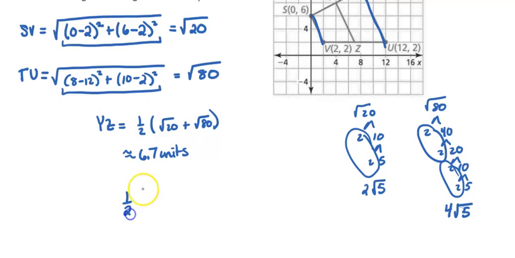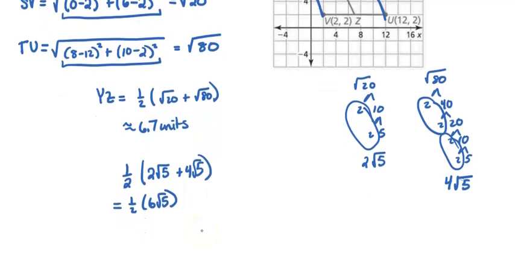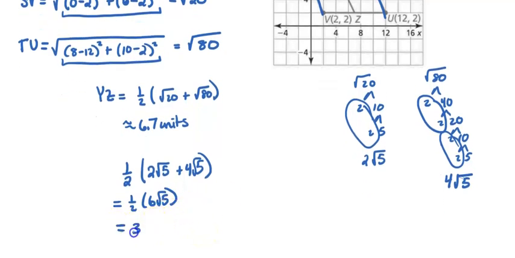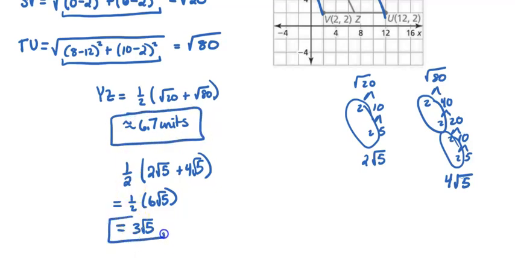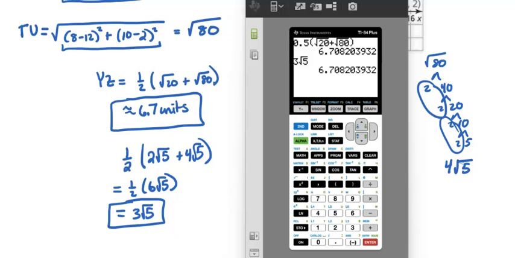So if I wanted an exact answer, I would have 2 square root 5 plus 4 square root 5, which is 6 square root 5. And then half of that, you take half times the 6, and you get 3 square root 5. So it just depends on if they ask you for an approximate answer, but if they ask you for an exact answer, you're going to have to use simplifying radicals to finish that. As you can see right here, 6.7 is the same as 3 square root 5. It just depends on how the question asks for your answer, whether it wants exact form or rounded to a certain decimal.